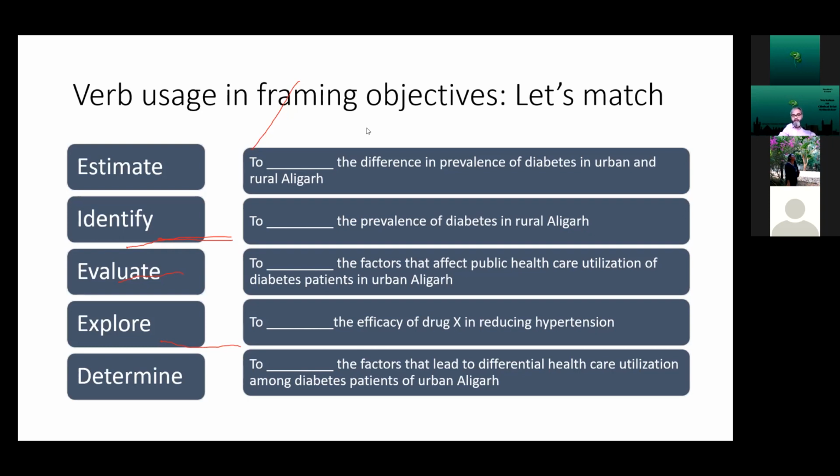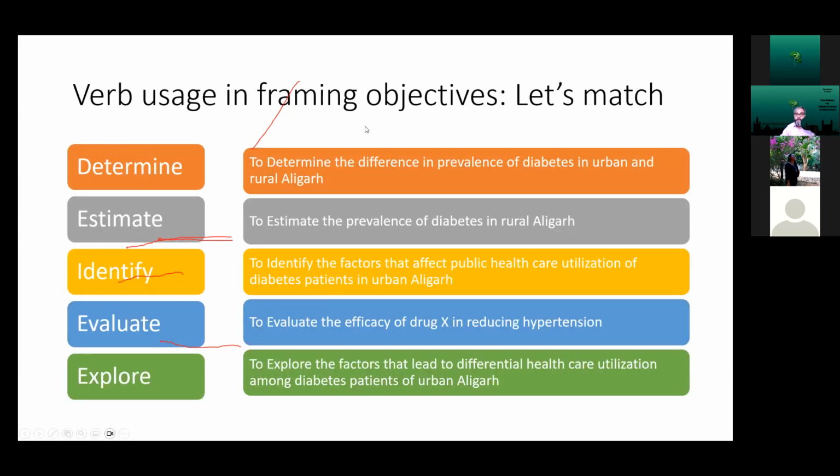It's an online session, so let's answer these. The first one is to determine the difference in prevalence of diabetes in urban and rural Aligarh. Remember, the word determine, whenever it is used, means that you will have a quantitative assessment of what we are talking about.